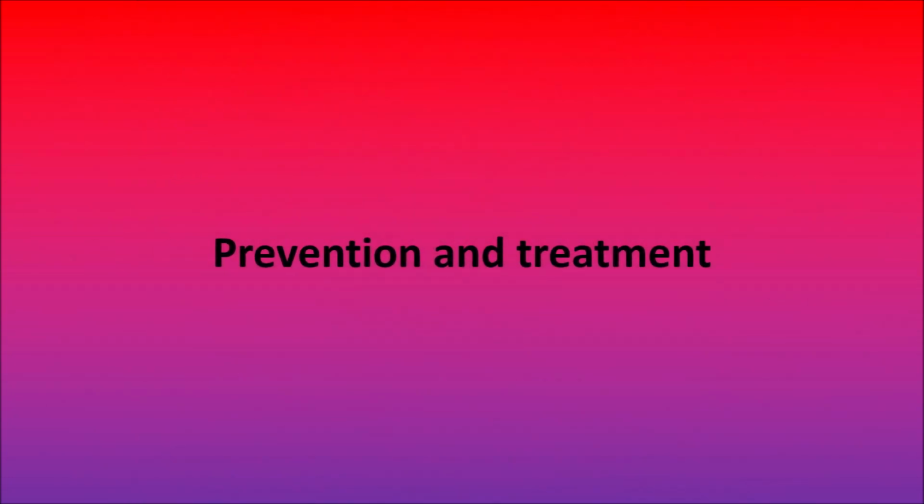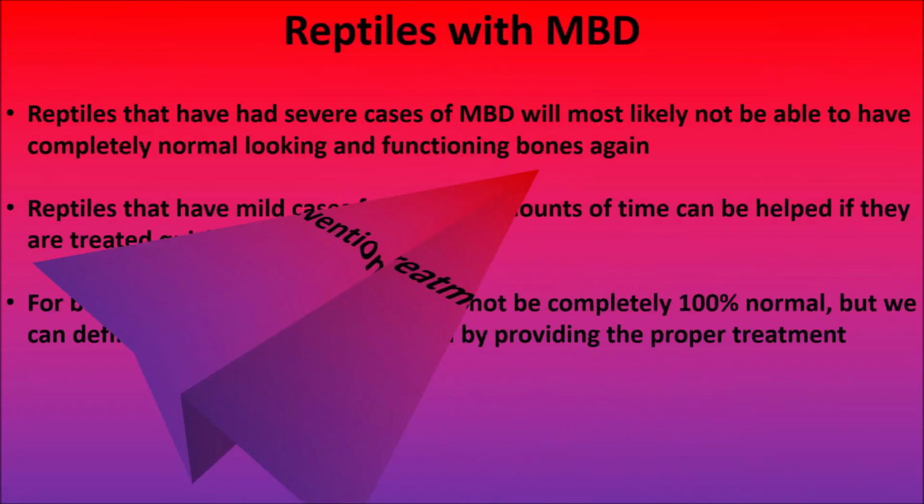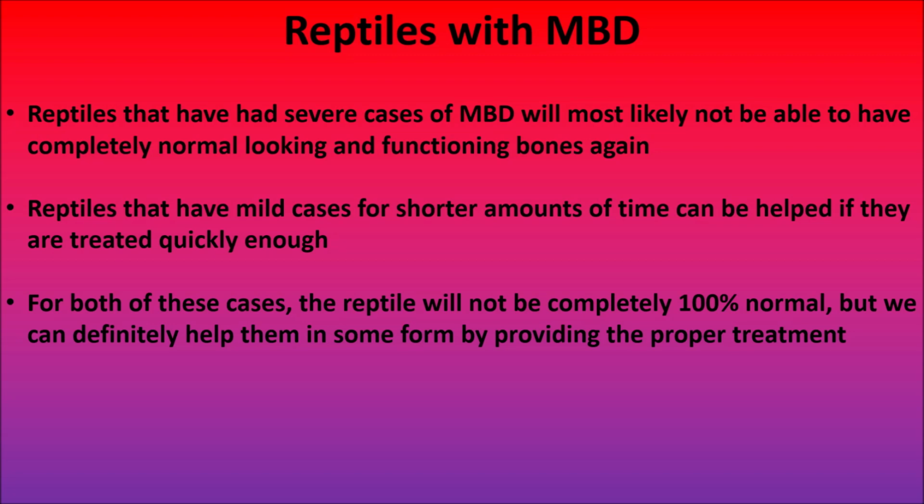Now we've looked at what happens when reptiles have MBD, let's look at how you can prevent it and treat it. First, we have what happens if your reptile already has MBD. Reptiles that have had severe cases of MBD will most likely not be able to have completely normal looking and functioning bones again. Reptiles that have had mild cases for shorter amounts of time can be helped if they are treated quickly enough. For both of these cases, the reptile will not be completely 100% normal, but we can definitely help them in some form by providing the proper treatment.